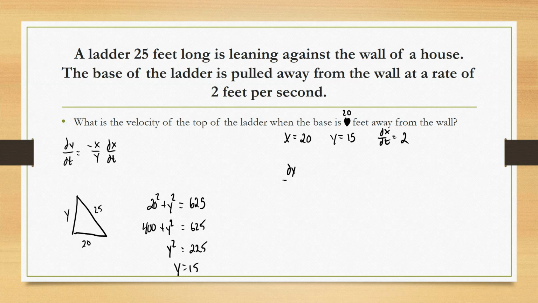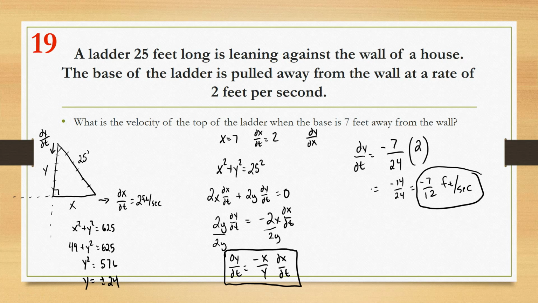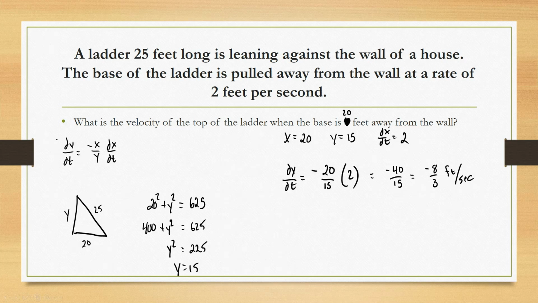So dy/dt equals negative x over y times 2. So this gives us negative 40 over 15, which they're both divisible by 5. We get negative 8/3 feet per second. And notice, just like the previous one, this was negative, which makes sense because we knew that that velocity would have to be going in the negative direction, right? Negative 8/3 feet per second.